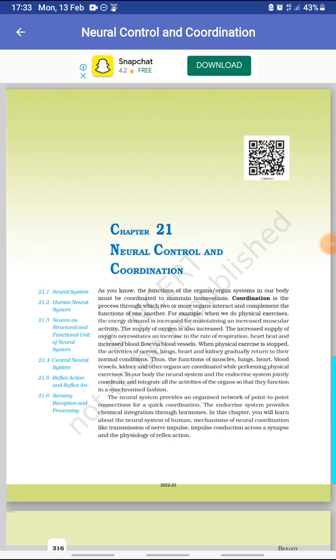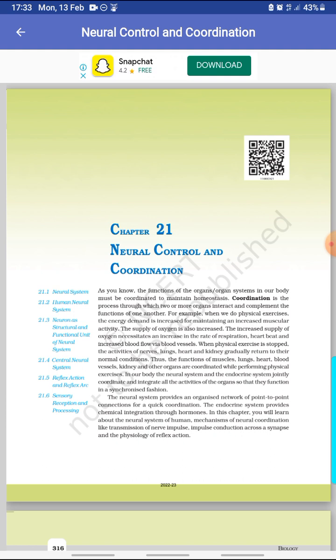Chapter number 21, Neural Control and Coordination. As you know, the functions of organs or organ systems in our body must be coordinated to maintain homeostasis. Coordination is the process through which two or more organs interact and complement the functions of one another.